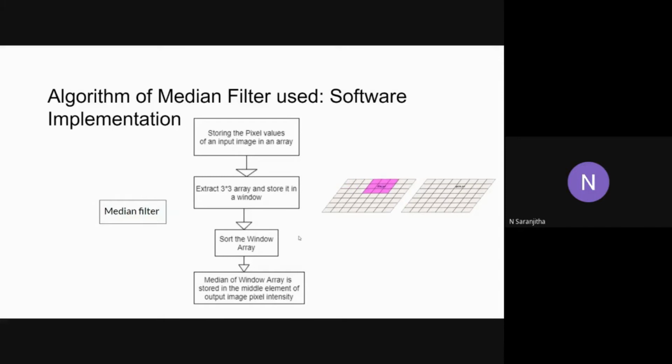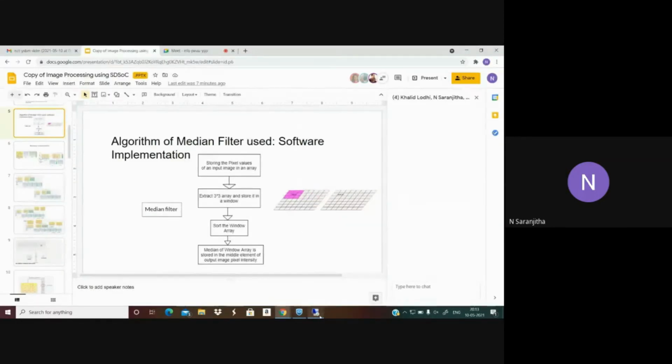This is the algorithm that we have used. We store the pixel values of the input image in an array, and then we extract every 3 cross 3 array from this input image and store it in a window of the same dimension, that is 3 cross 3. Then we sort this window array, extract the median element of the window array, and replace the center element of the input matrix with it, thereby replacing the black and white dots with gray. A similar procedure is carried out for every 3 cross 3 array of the input image by sliding the window vertically and horizontally, as shown in the image here. So let's look at the software implementation of the same.